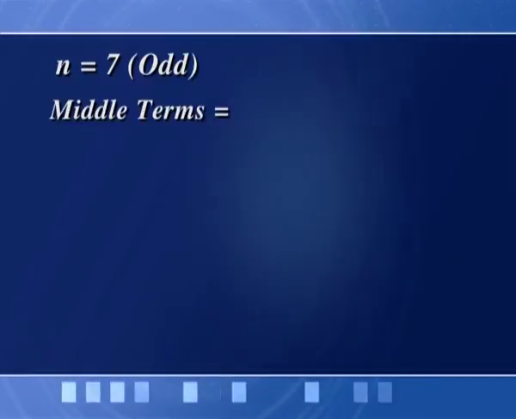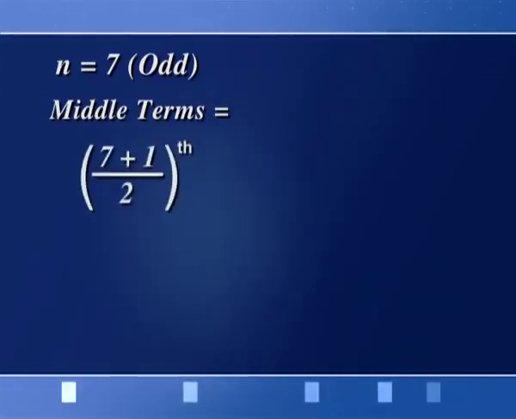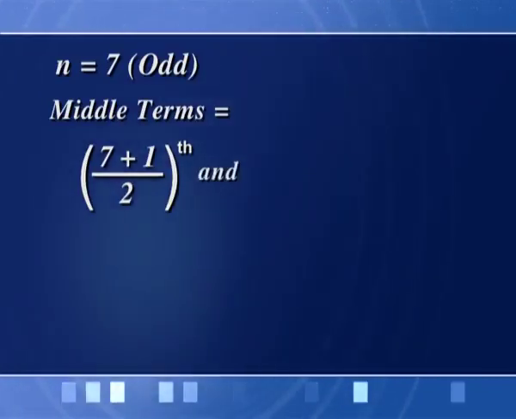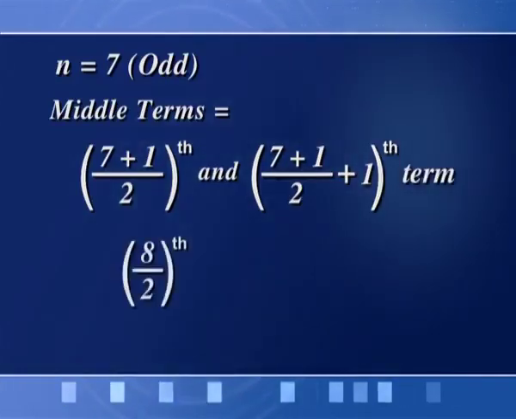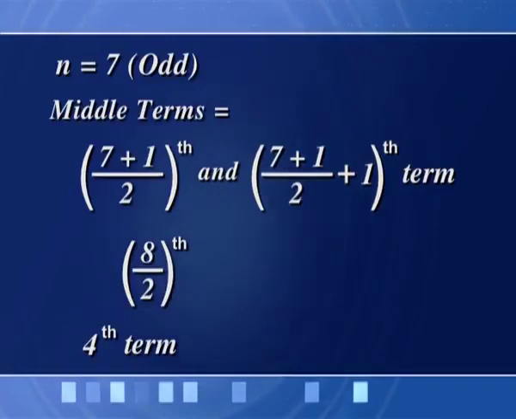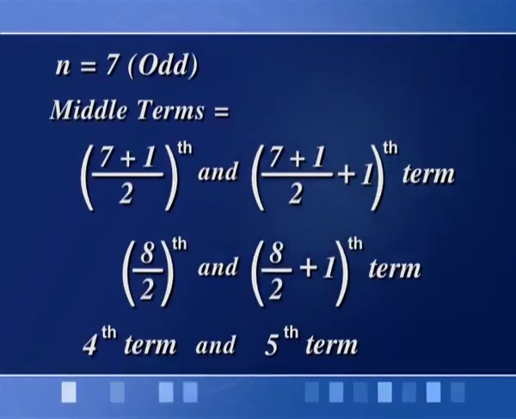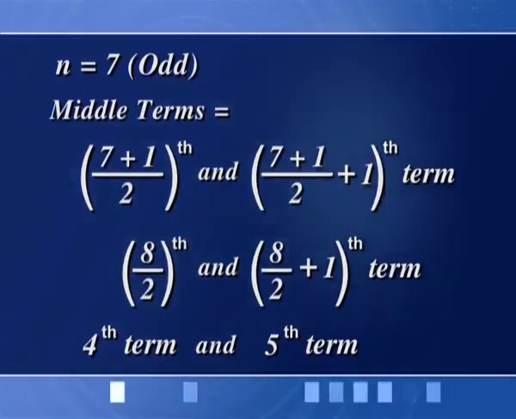For example, the power given to us is 7. Here the power is an odd number, so we will get two middle terms. The first term will be the ((7+1)/2)th term, and the next term will be one more than this. 7 plus 1 means 8, divided by 2 gives 4. So the 4th term will be the first middle term and the term next to it, the 5th term, will be the second. So we get two middle terms whenever the power is an odd number.